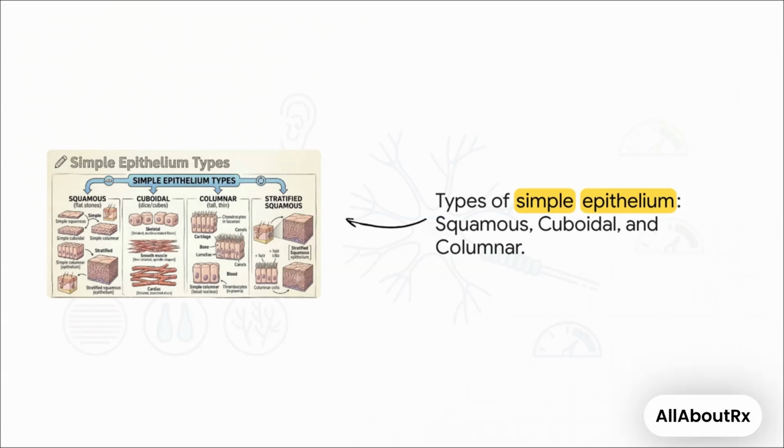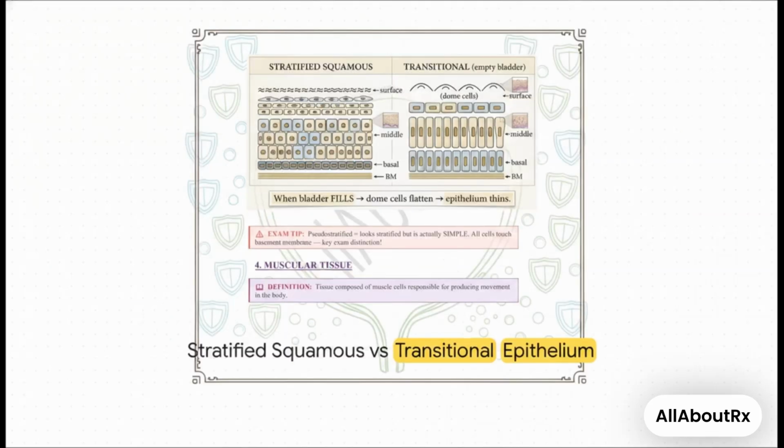Cuboidal cells are shaped like dice, which makes them great for secretion and absorption in the kidneys. And those tall columnar cells, they're perfect for lining your digestive tract. Now, when you stack these cells into multiple layers, their main gig is usually protecting against wear and tear.